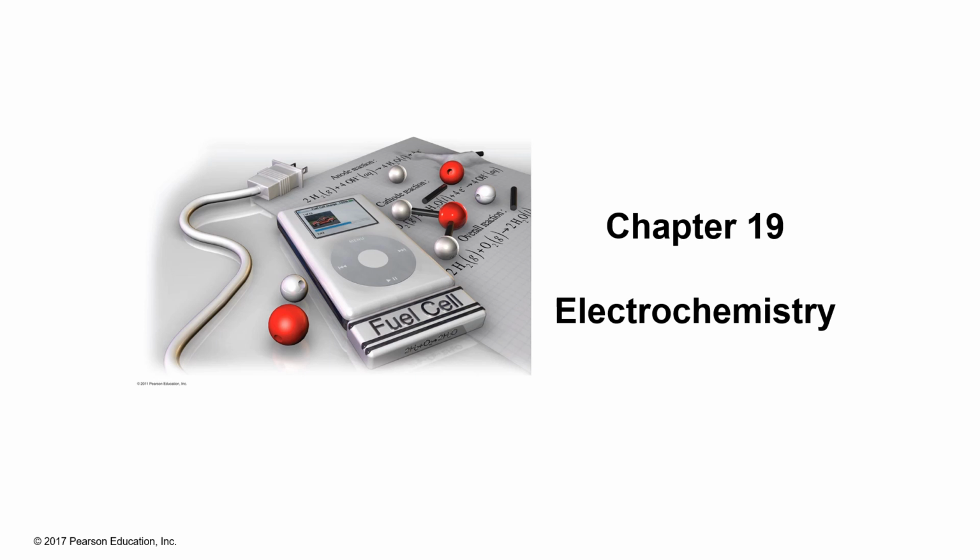Chapter 19 is about electrochemistry. Electrochemistry is very important to your life because the principles behind batteries are what are talked about in this chapter. So how we can separate two different metals with different poles for electrons and harness that power to produce electricity in a portable way.